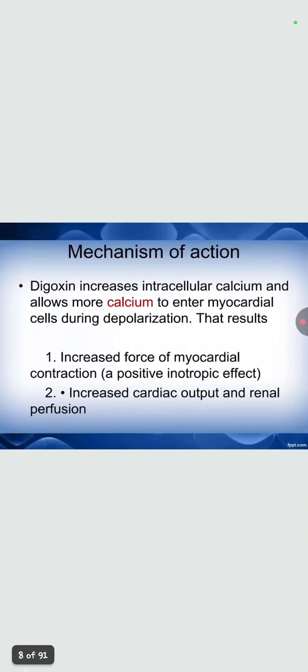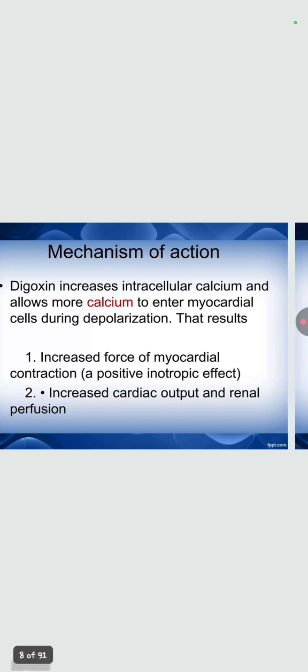Mechanism of action involves increasing the intracellular calcium and allowing more calcium to enter the myocardial cell during the depolarization. That results in an increased force of myocardial contraction, having the positive inotropic effect and increasing the cardiac output and renal perfusion. Perfusion is the blood flow through the circulatory tissues. It slows the heart rate owing to the slowing of the rate of cellular repolarization, a negative chronotropic effect.